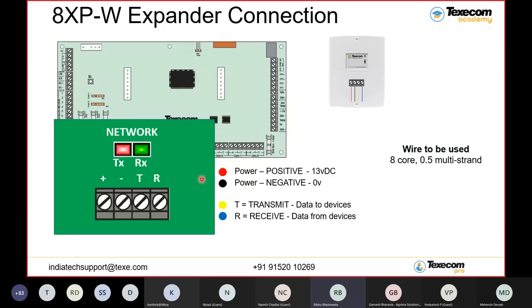For the residential sectors, we generally recommend using 0.5 square mm 4-core or 8-core cable. A good practice is to always take additional cores, because if your connection depends upon the wiring, then always go with the additional cores. Here is the connection. So positive to positive, then negative to negative, T to T, R to R. Simple.